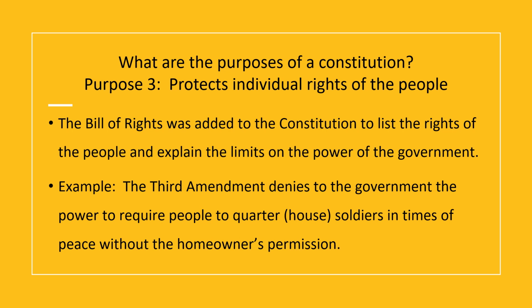And by limiting the power of the government, the individual rights of the people are protected. For example, the Third Amendment denies to the government the power to require people to house soldiers. We sometimes use the word quartering, meaning housing, to house soldiers in times of peace without the homeowner's permission. And this is important because this is then protecting individual homeowners from having to house the government through the military without their permission or without their consent.